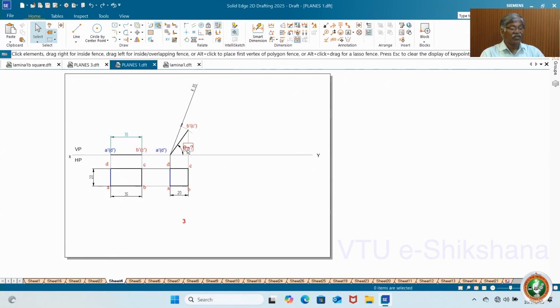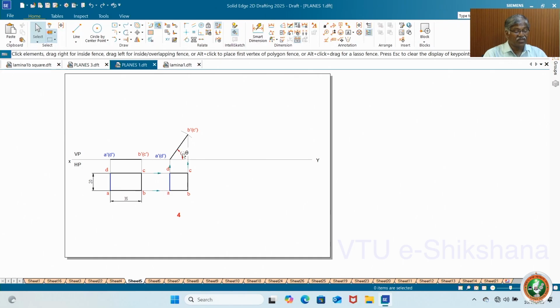Then you get B dash C dash ready. Okay, it is inclined to HP. That's why he has given that appears as something in top view. So you have to start from top view. Now this is the inclination. So the inclination of the lamina with respect to HP is measured, and say how much.